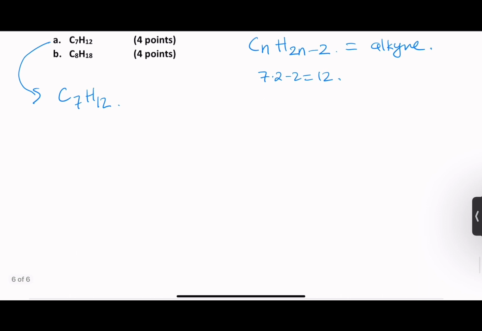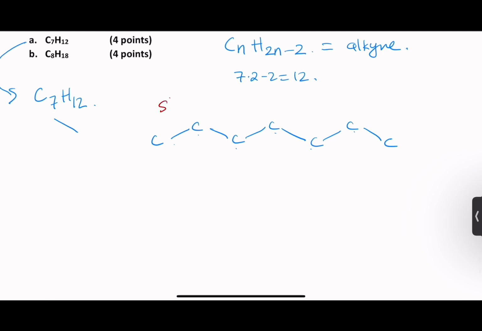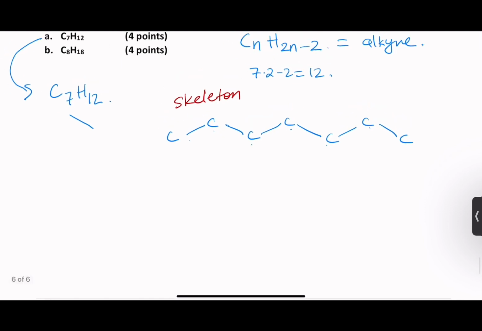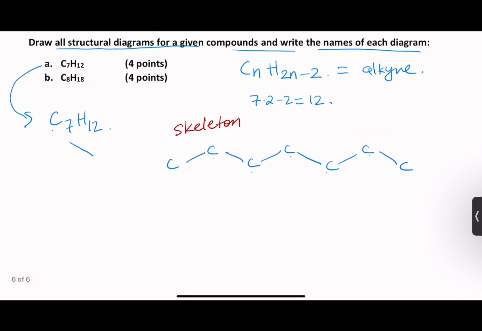Okay, so now I'm gonna draw you guys a chain of this guy, a chain. This one is gonna be 1, 2, 3, 4, 5, 6, and 7. This is skeleton. Okay, this is C7H12, the molecular formula.